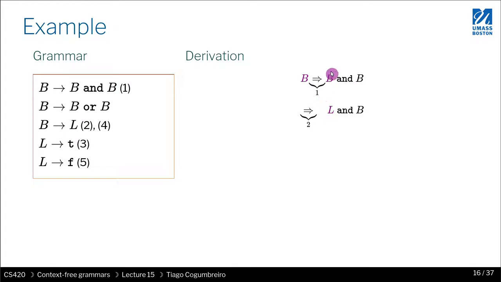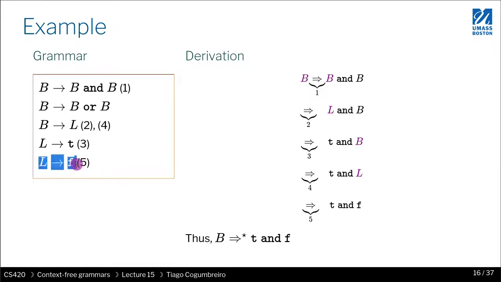using rule 2. So I'm going to replace this B by an L. Then there's multiple ways. You could have also replaced this B, and you could have chosen to replace by OR. But I just wanted to show you an example of a derivation. There might be multiple. Then I replace this L by T, so I use rule 3, the substitution rule 3 or production 3. Then I replaced this B by L, so I'm using this rule on the fourth step. And on the fifth step, I replaced L by F. So from B, I can reach the string T and F. That means that T and F is accepted by the grammar G that is here.